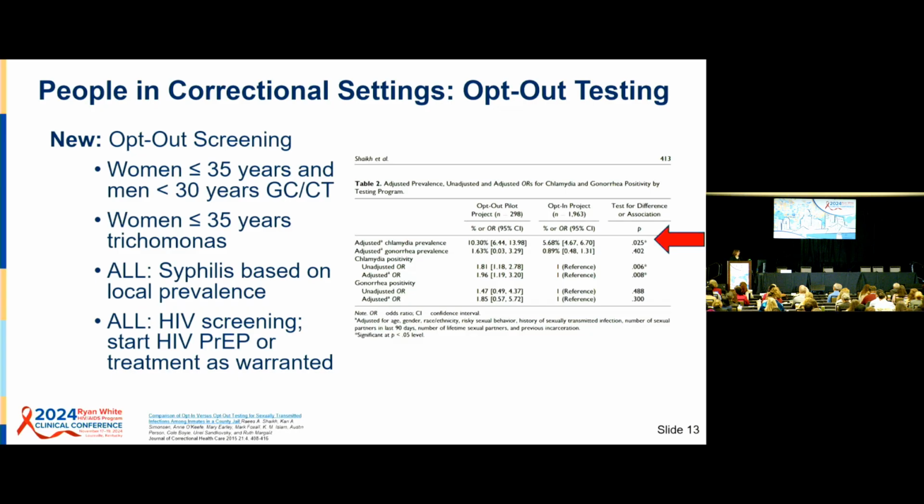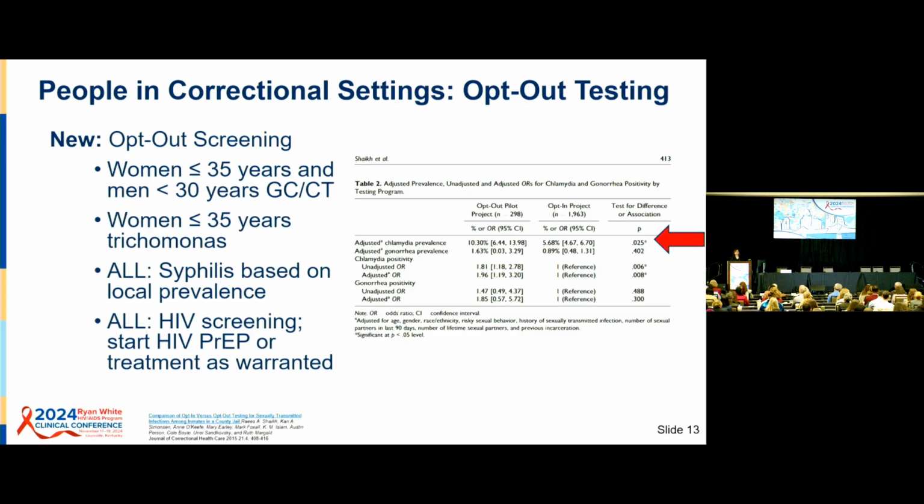If you see the figure on the right-hand side, the emphasis was on doing opt-out testing, because in this study, when they did opt-out testing, the prevalence of STIs identified, especially for chlamydia, was 10%, versus if they did opt-in testing, it was only close to 6%.